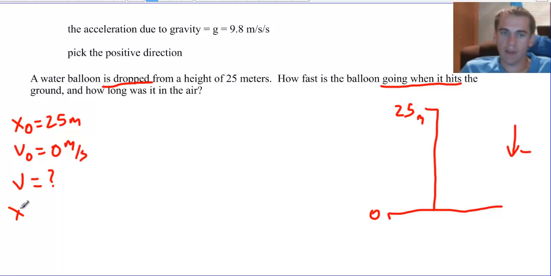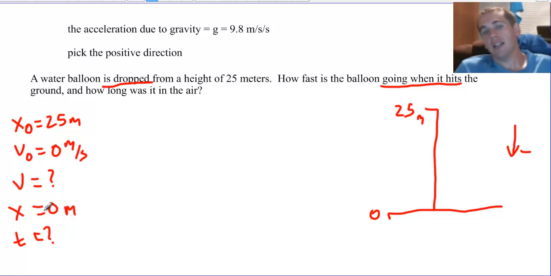That tells me I know my final position. My ground is at 0 meters. And how long was it in the air? So I'm also looking for time. So I've got two things to answer. I need a velocity and I need a time.